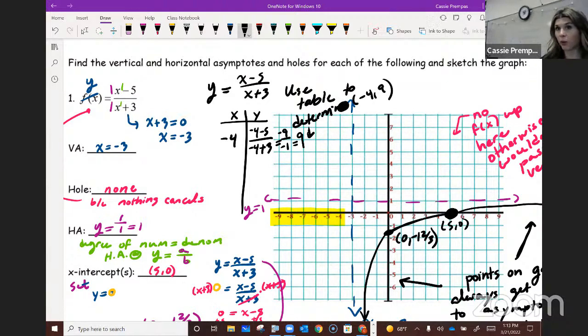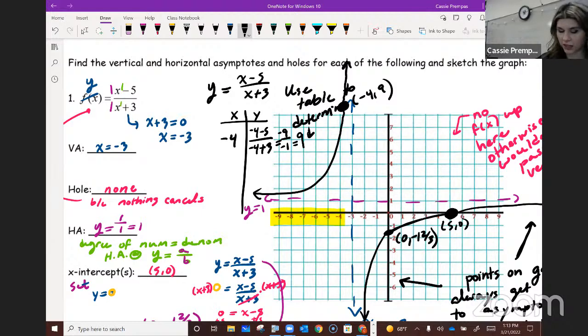Once you have one point, you could plug in more points to a table. But if you understand vertical asymptotes and horizontal asymptotes, you know that the graph's going to get close to those, but never reach it. And there's that other side. Now you could have plugged in more points, like -8 or -9 to see what happens, but it will continue in that way because it always gets close to the asymptotes, but it doesn't touch it.